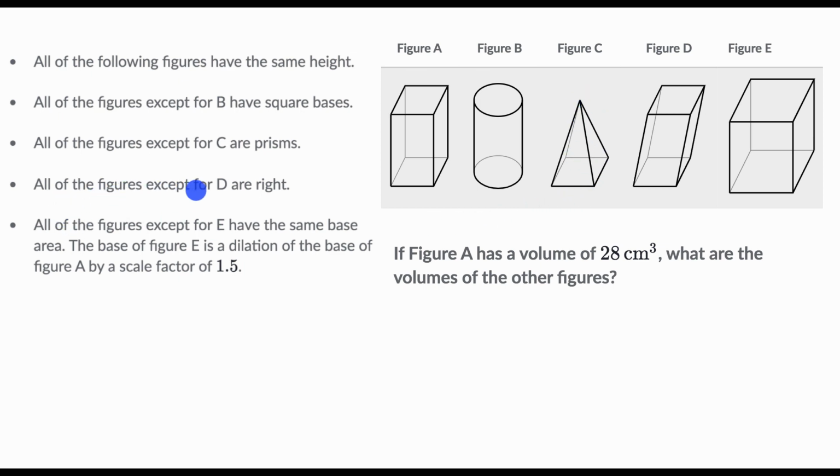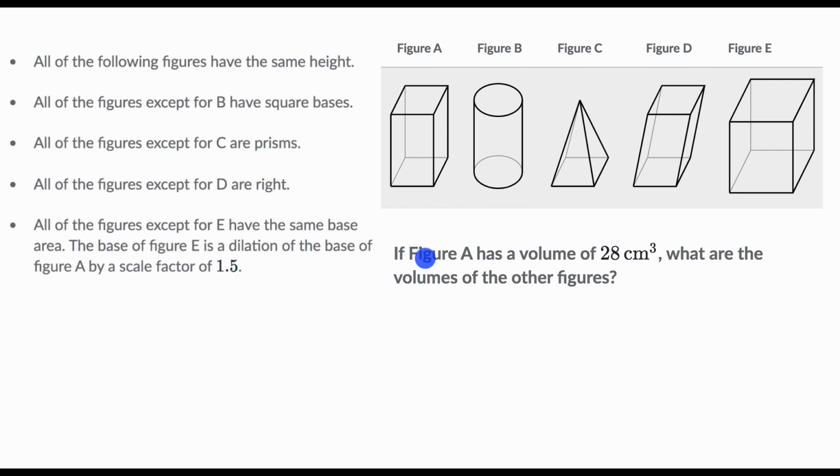All of the figures except for D are right. You can see D right over here is a little bit skewed, or you could view it as oblique. All of the figures except for E have the same base area. The base of figure E is a dilation of the base of figure A by a scale factor of 1.5.